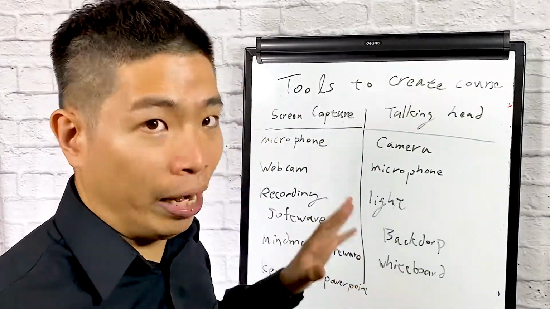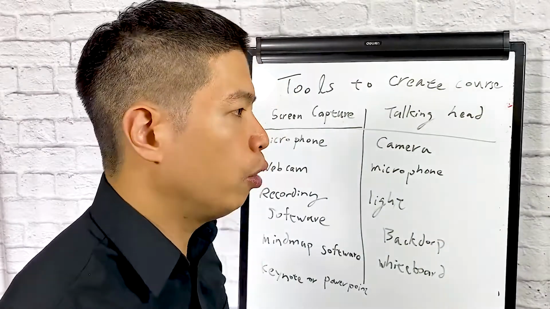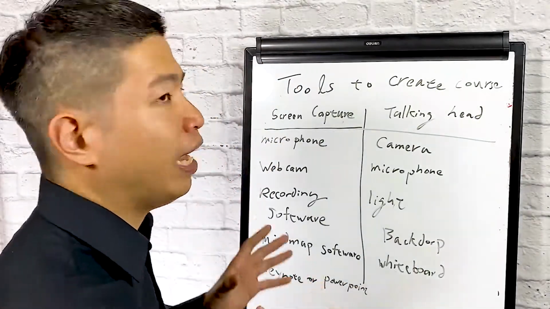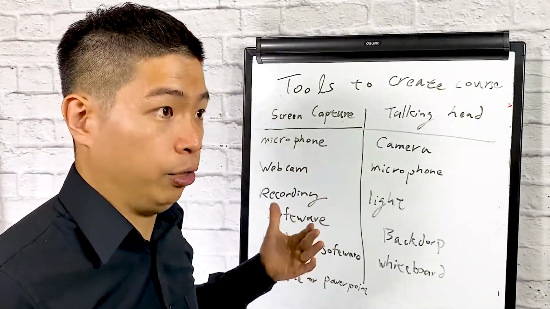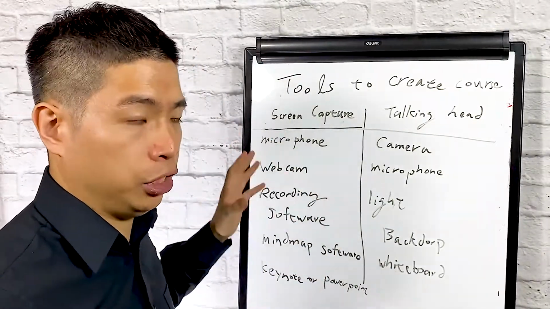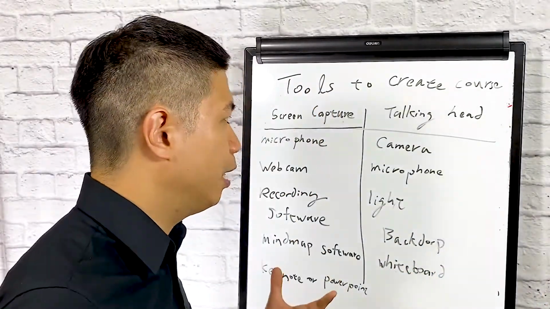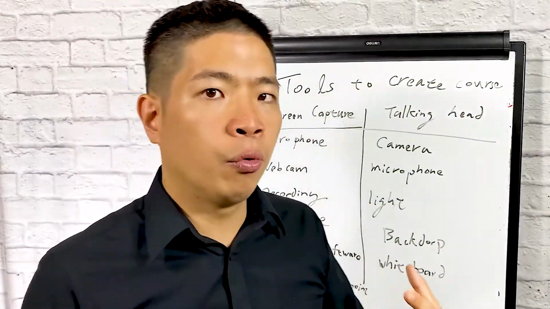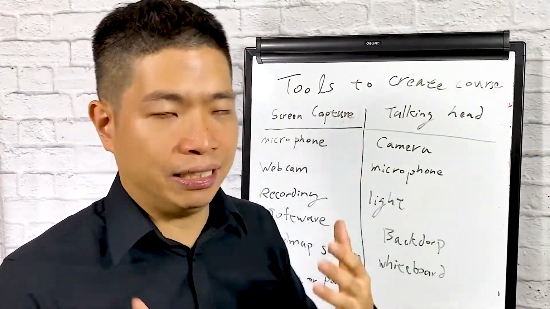Then you may need a whiteboard if you want to explain something with a whiteboard. So that's the tools you need if you want to create a talking head video. So I would say that if you only have a limited budget, then screen capture is the best option for you because all the things are super cheap. But if you can pay for the camera, you can pay for the light, then if you want to create a more interactive video, then talking head is the video for you.